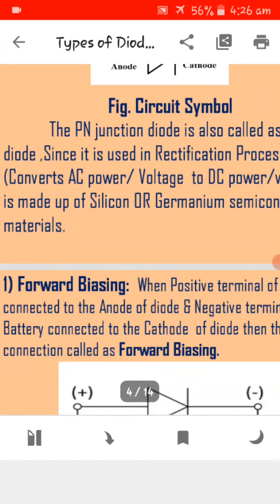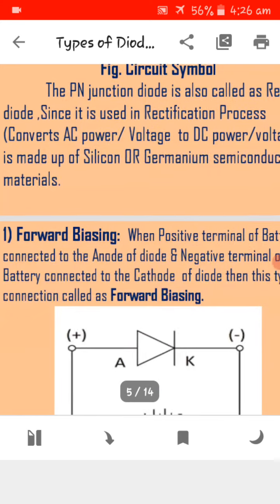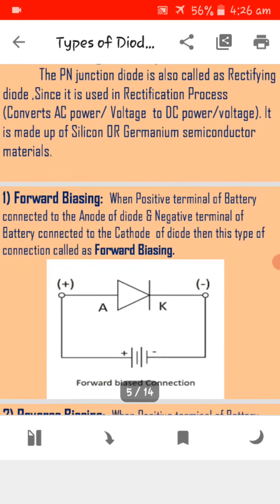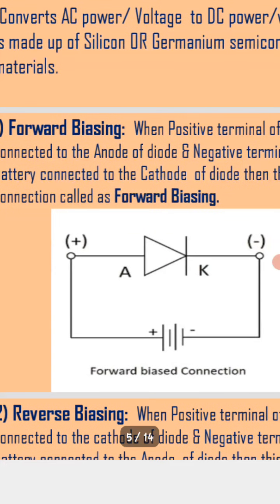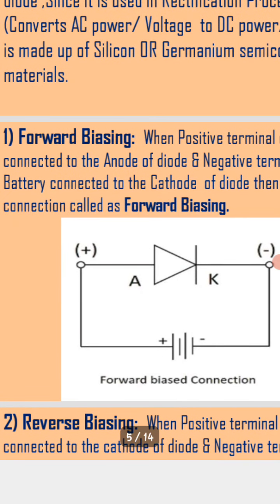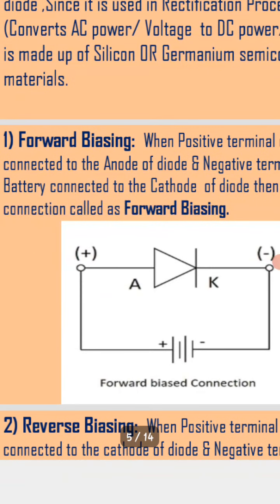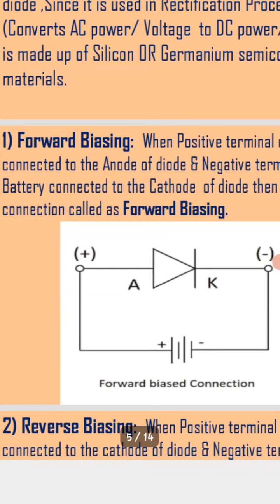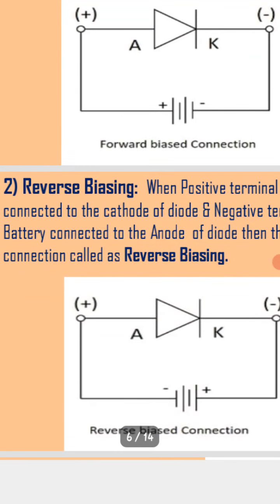Look at the different modes of the diode. A diode can be connected in a forward bias mode. So what is forward biasing? Look at the diagram. When the positive terminal of the battery is connected to the anode of the diode and the negative terminal of the battery is connected to the cathode of the diode, then it is said that the diode is connected in a forward bias mode. So this is the forward biased mode connection.